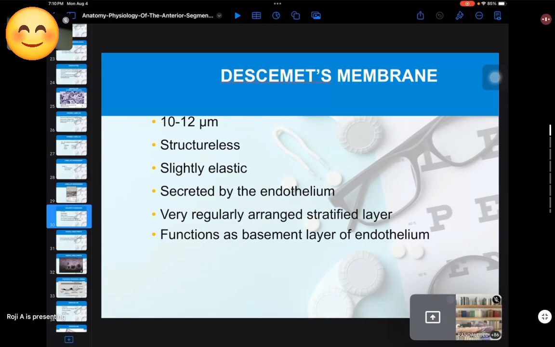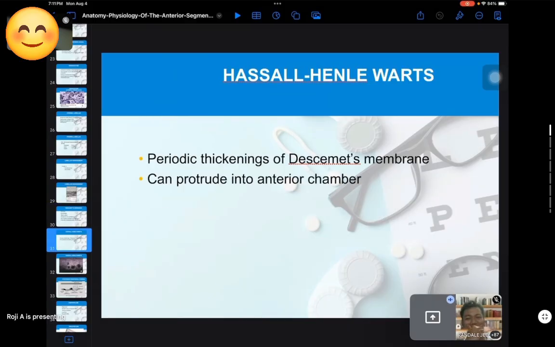Okay, so it has 10 to 12 micron. Structureless, slightly elastic, secreted by the endothelium. So meaning to say Descemet's membrane is secreted by the endothelium. So without the endothelium, we don't have Descemet's, correct? All right. Very regularly arranged. Remember, if it's regularly arranged, what happens? Randall, it will become transparent. Very good. Good retention. It functions as the basement layer for the endothelium. You are so good, Randall.